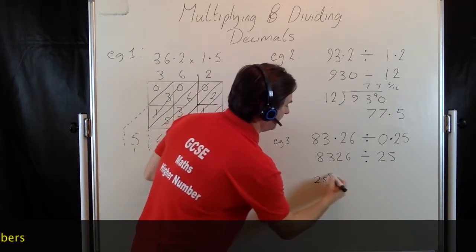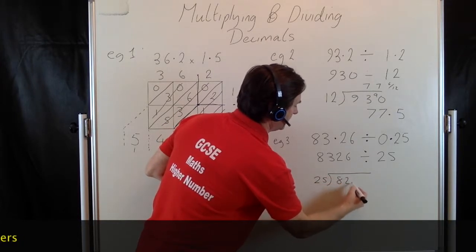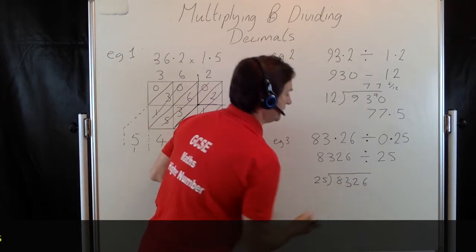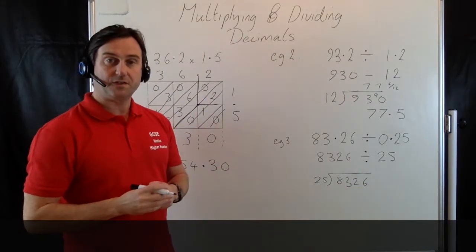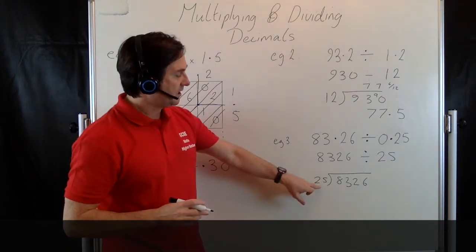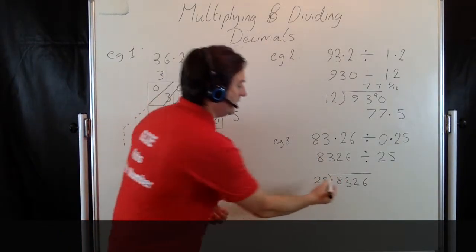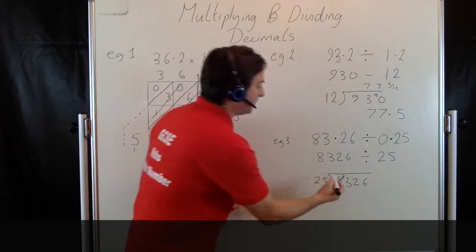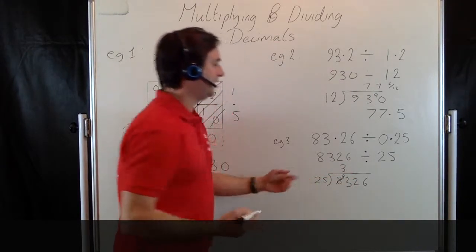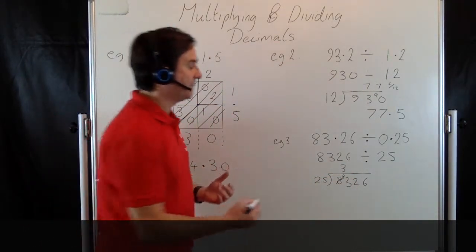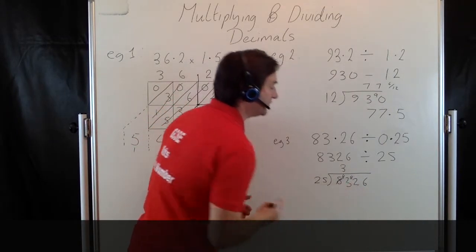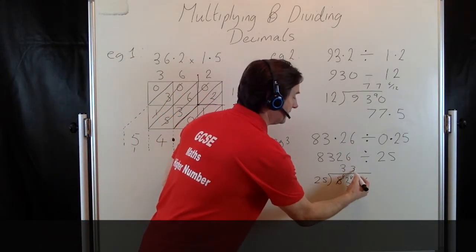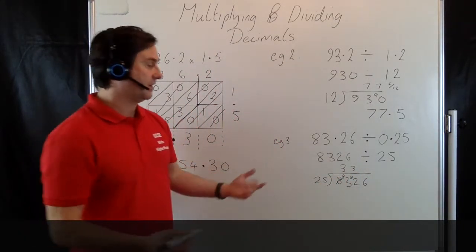So 25 into 8326. I could do this long division or I could do short division. I'm going to use short division here. 25 into 8 won't go, but 25 into 83, well that goes 3 times. 3 25s are 75, so I have 8 left over. I position the 8 above the 2. 25 into 82 is also going to go 3 times. This time I'm going to have 7 left over.